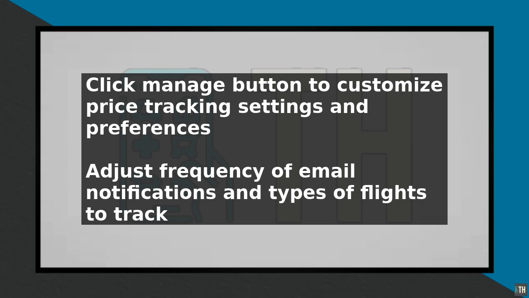In addition to tracking prices, Google Flights also provides a price graph that shows the historical price trend for your specified route. This graph can help you determine the best time to book your flight and can give you an idea of whether prices are likely to rise or fall in the future.